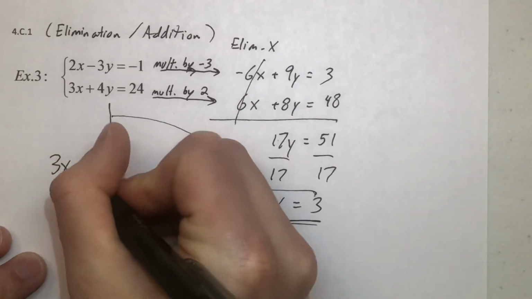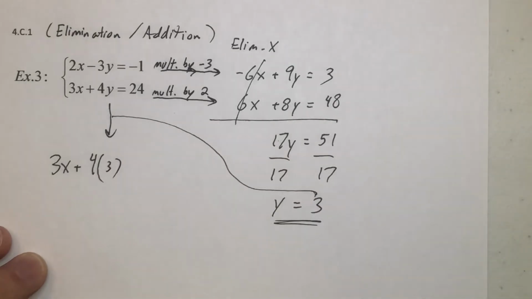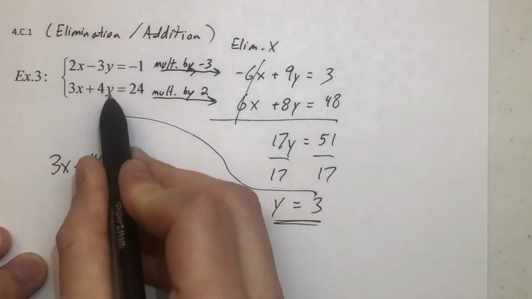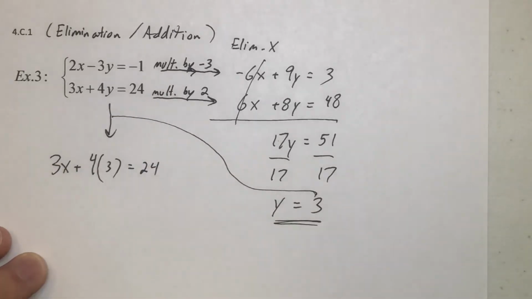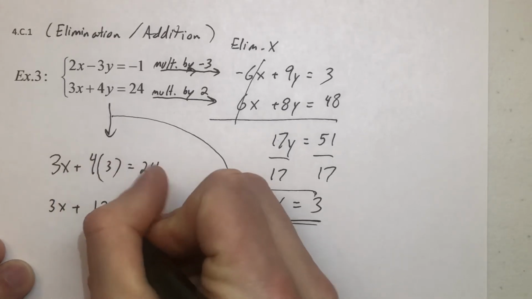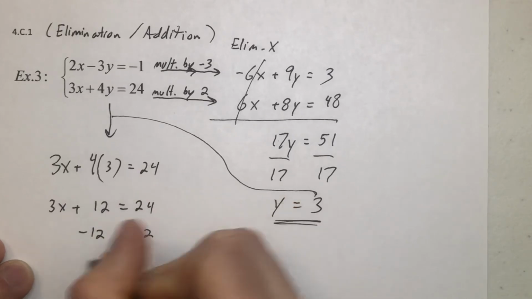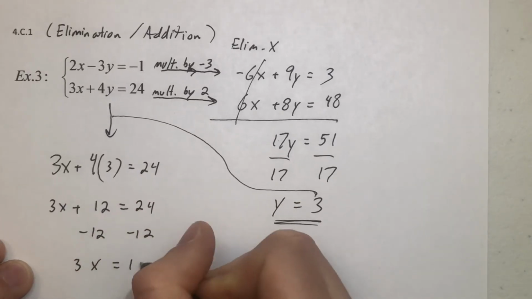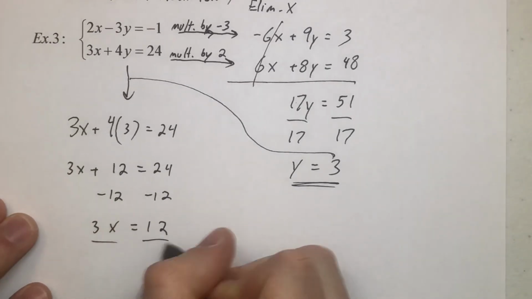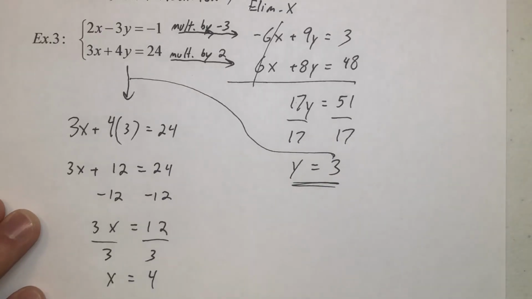So it'll look like 3x plus 4, but now is where I'm going to plug in that 3 in for that y into that equation. So I replace the y with the 3, and now we can continue to solve this. 3x plus 12 equals 24. I can move the 12 over, being left with just 3x equals 12, and then divide both sides by 3 to get x equals 4.